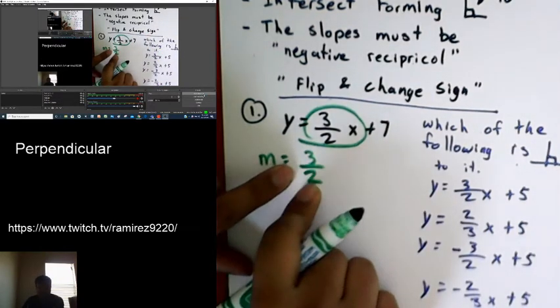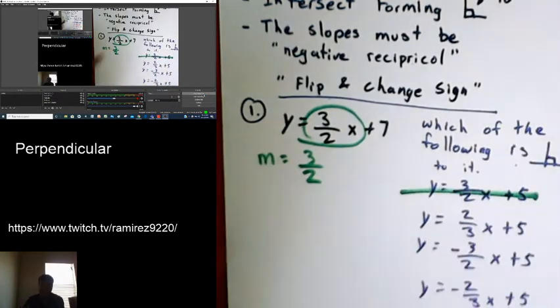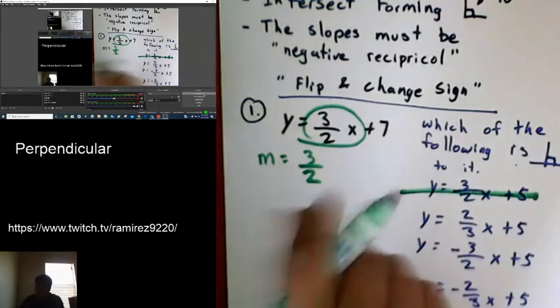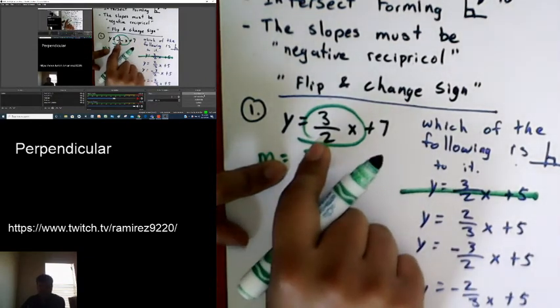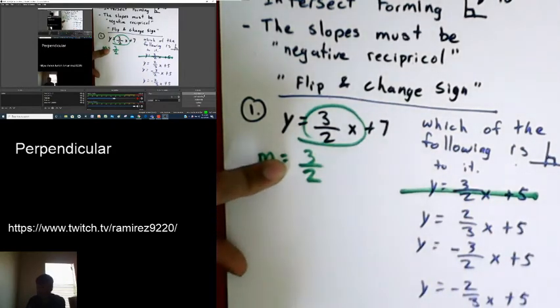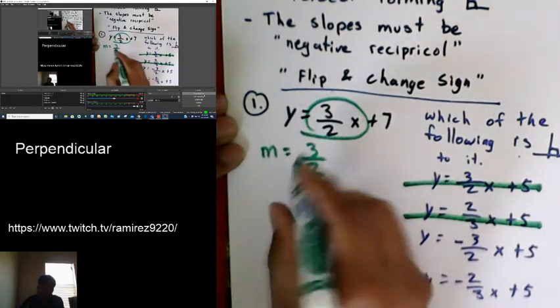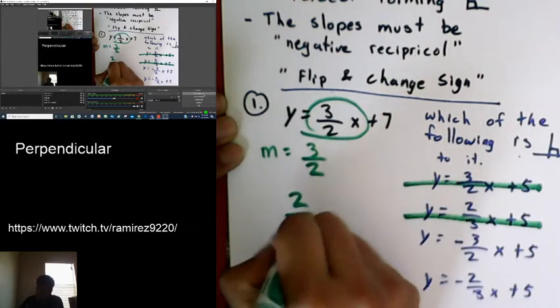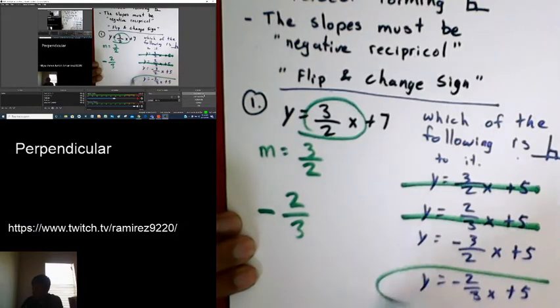Remember, if it's exactly the same, it's considered to be parallel. That's exactly the same. That is automatically out. Again, it has to flip and change sign. So if right now it was positive, it has to be negative in the end. So this is automatically out. So now we're just looking for the one where it flipped and changed sign. So if this is 3 over 2, it's going to flip and change sign. So it's going to become 2 over 3. It used to be positive. Now it's negative. So look for that one. Oh, it's right here.